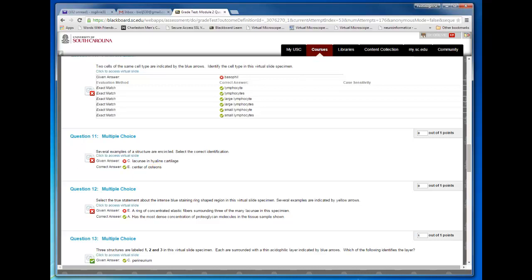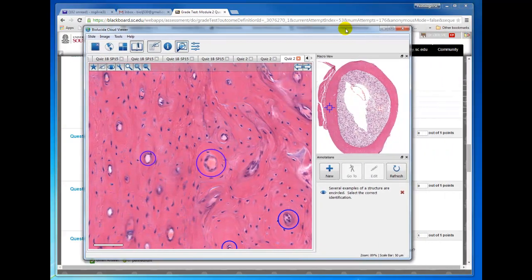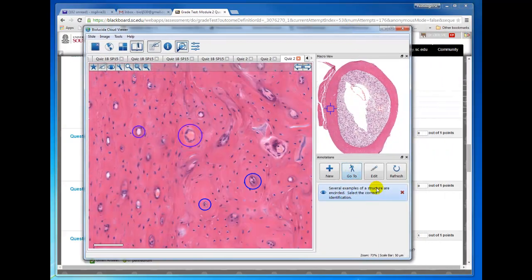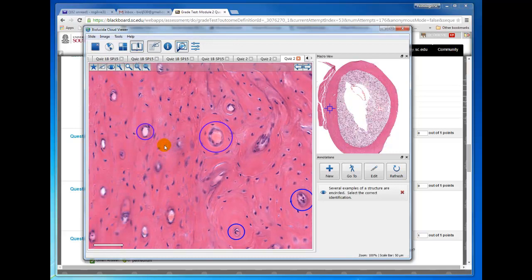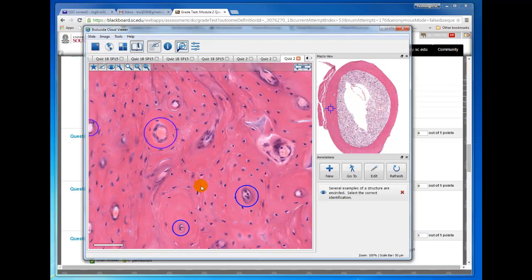So you had to translate by, first of all, looking at the specimen and making sure you're in the right area. So we have these structures encircled, and we look at them and see, for example, this one. This has lamella concentrically around it. So does this one, and this one over here. So those are Haversian canals. The question asks, select the correct identification, and the correct choice was the center of osteons. The Haversian canals lie at the center of osteons.